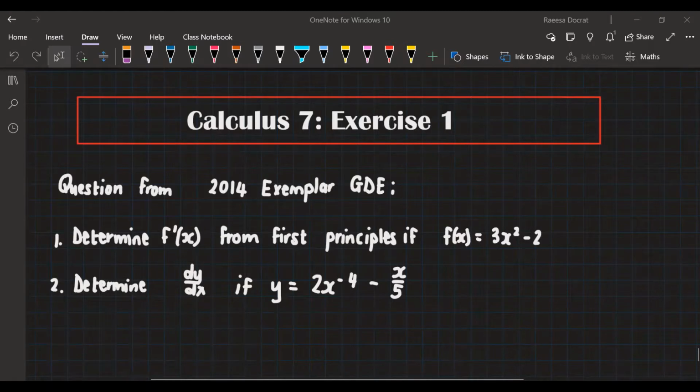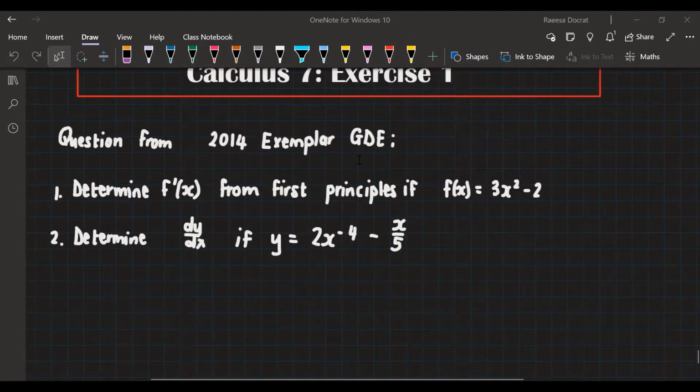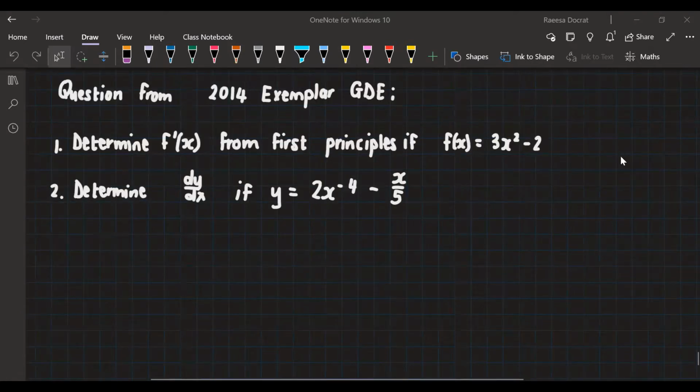In this video, we'll be having a look at an example from a past paper. So we're going to have a look at a question from the 2014 Gauteng Department of Education exemplar paper. The first question says, determine f dash of x, the derivative from first principles. Okay, so we've covered this type of question. So let us start at number one.